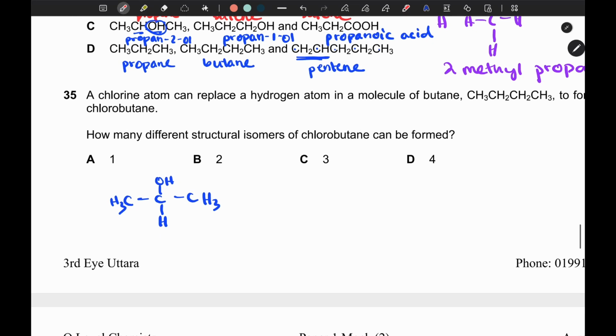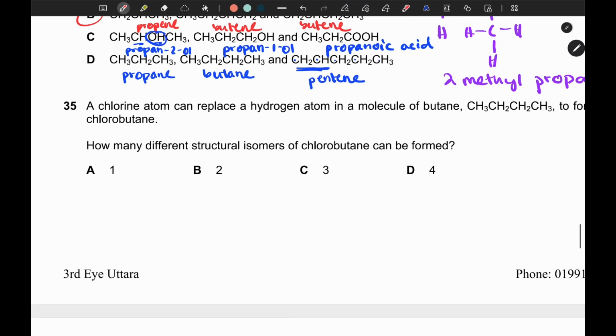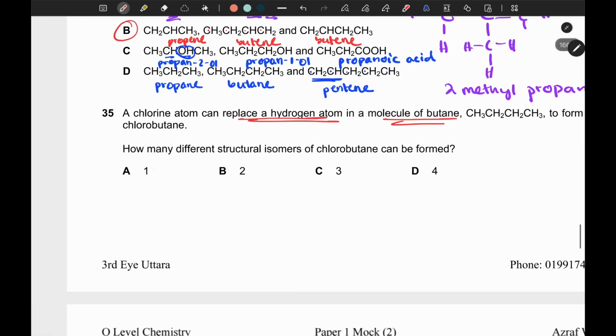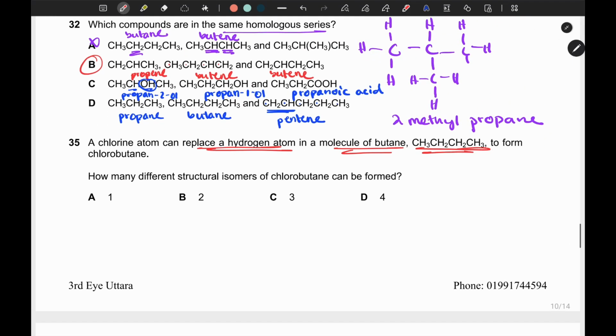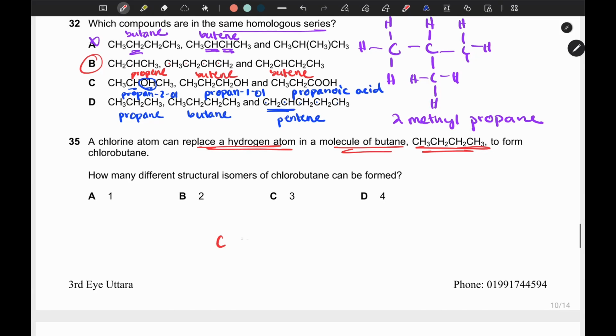Moving on to question number 35. A chlorine atom can replace a hydrogen atom in a molecule of butane, CH3, CH2, CH2, CH3, to form chlorobutane. Let's actually draw butane to make things easier for us. So this is the molecule of butane. Let's give the hydrogens. So the question is, how many different structural isomers of chlorobutane can be formed?